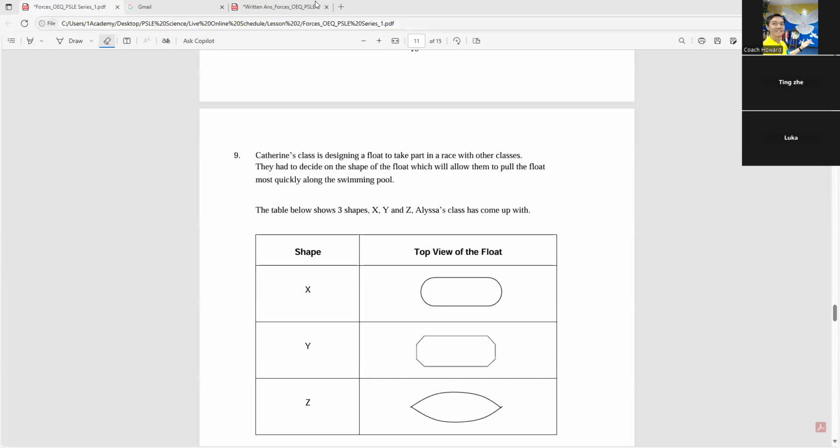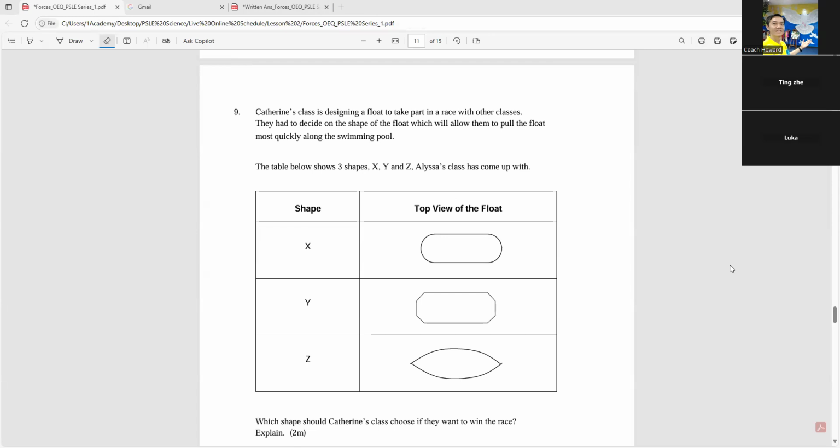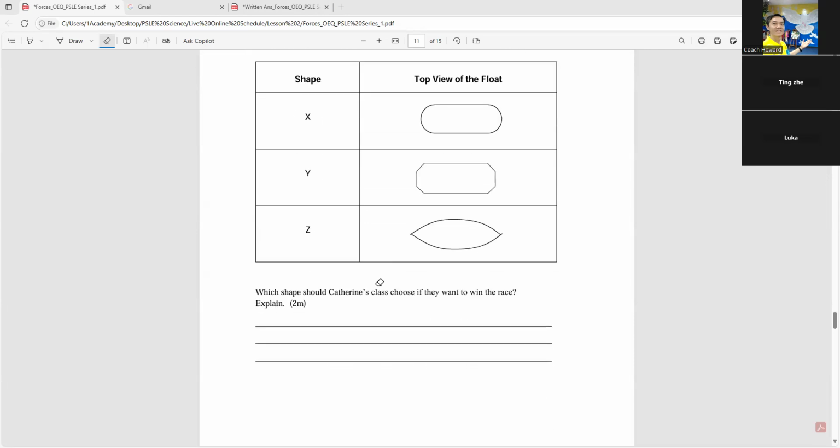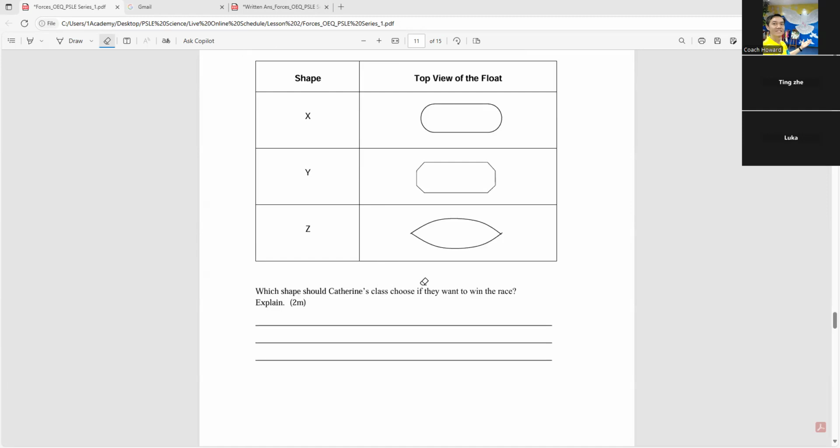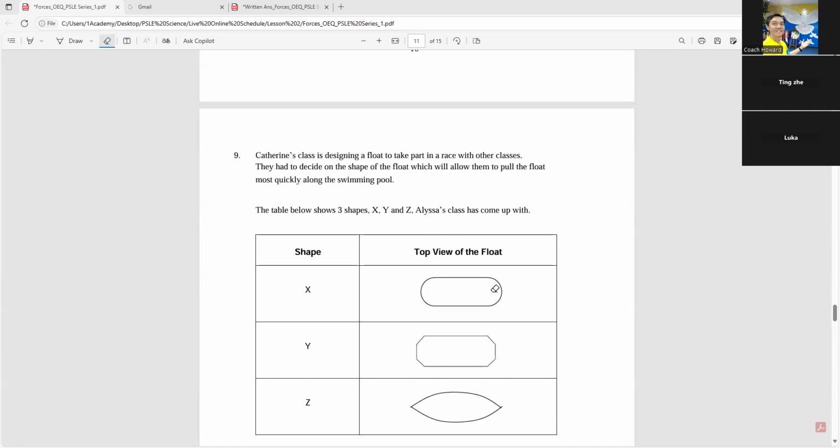Okay, as you see now, this is a question that we are discussing about water resistance. There are these three different shapes, X, Y, and Z. Which shape should Catherine's class choose if they want to win the race across the swimming pool? You must know that these are solid, right? Solid, they move in liquid, they will encounter water resistance.